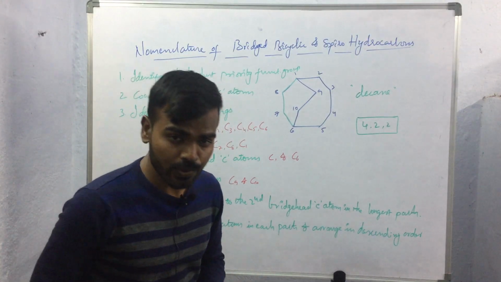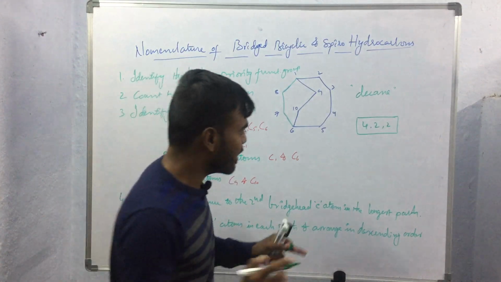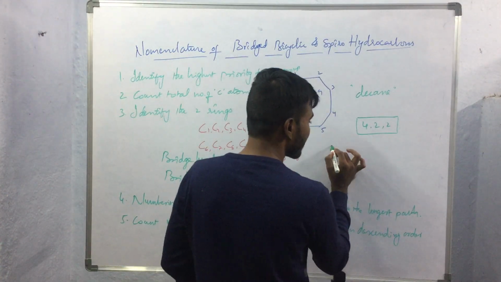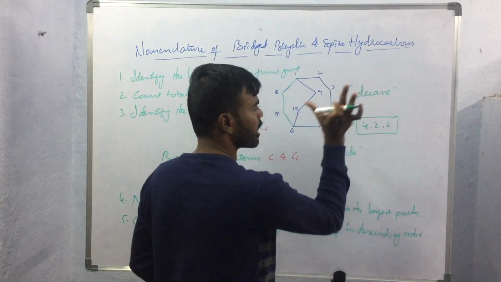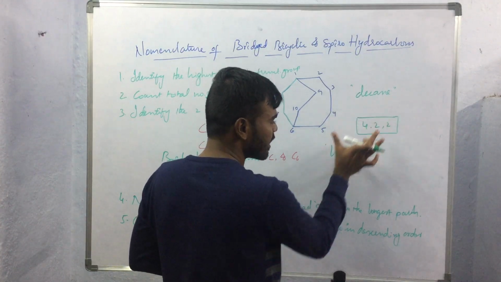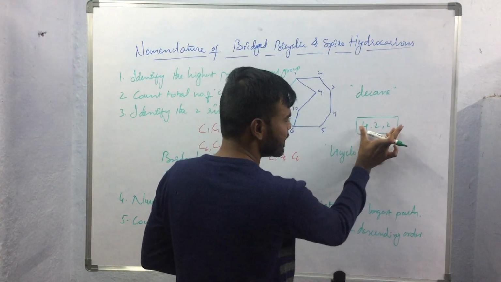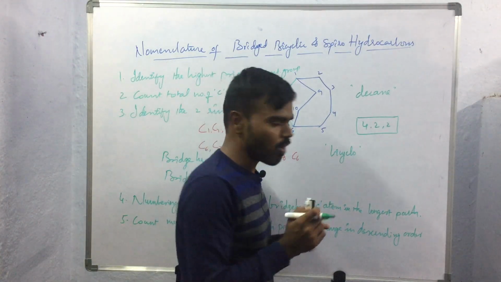Now what we have to do is prefix the word bicyclo to the parent name, or the root name, and in between this root name and this prefix, these numericals have to be arranged in parentheses or brackets.